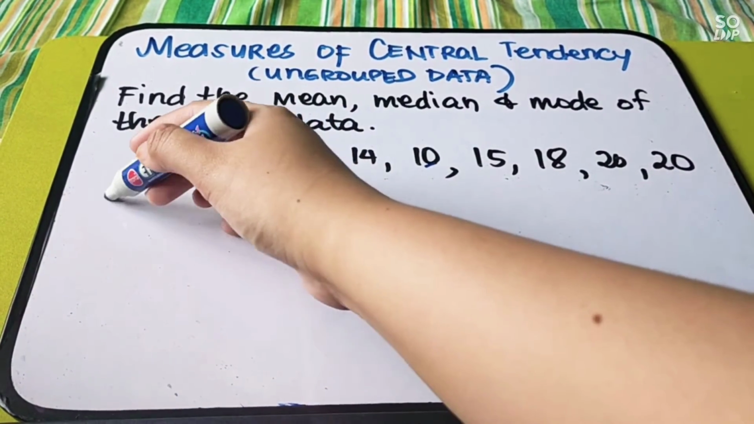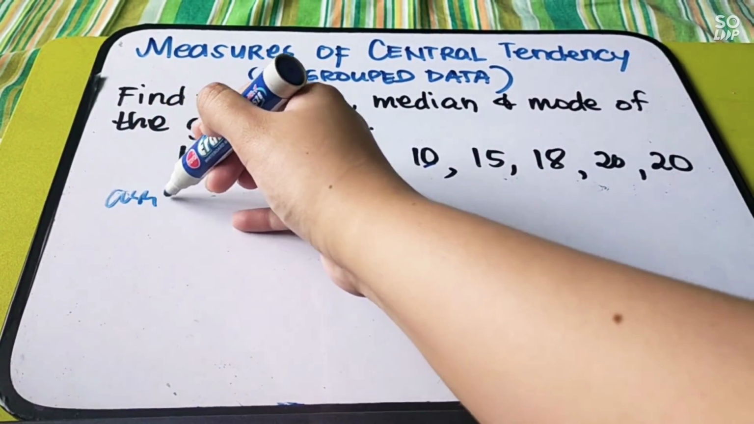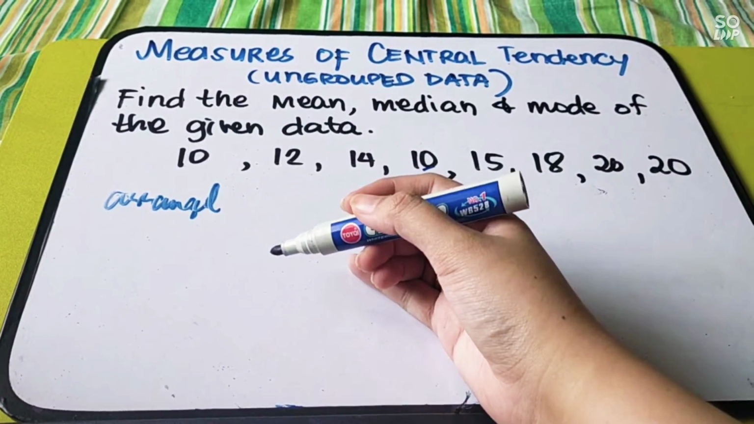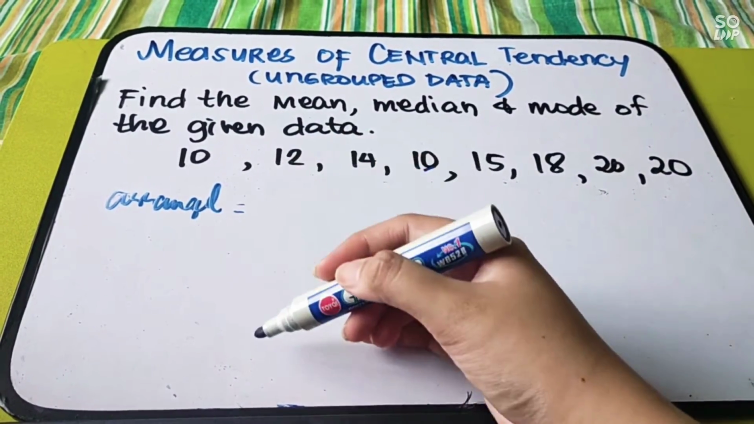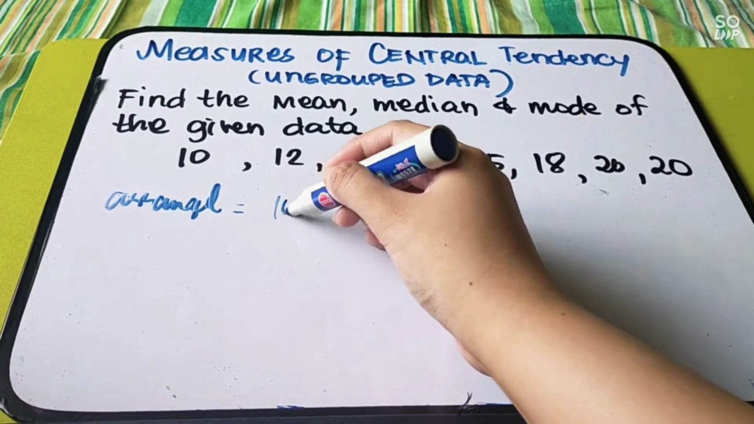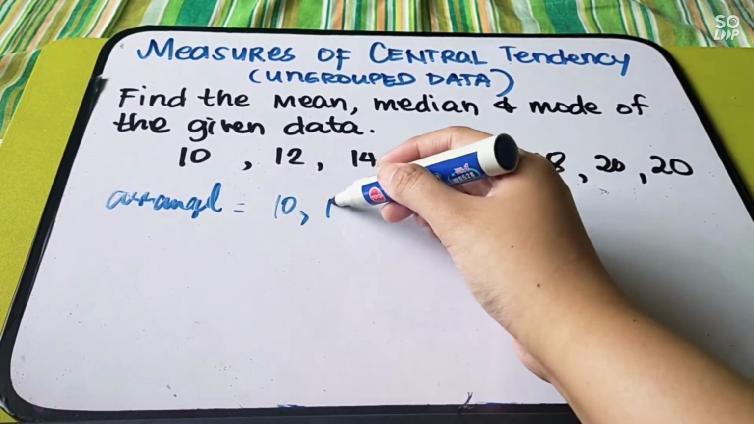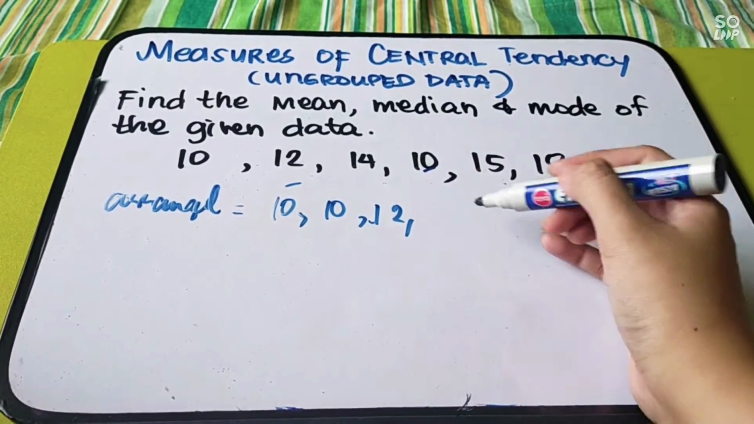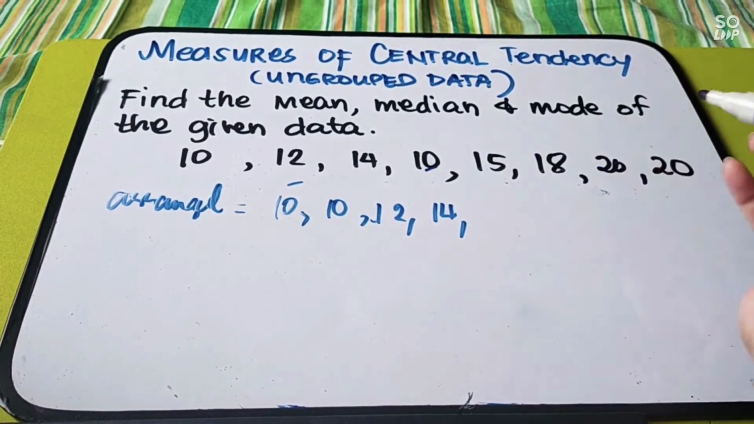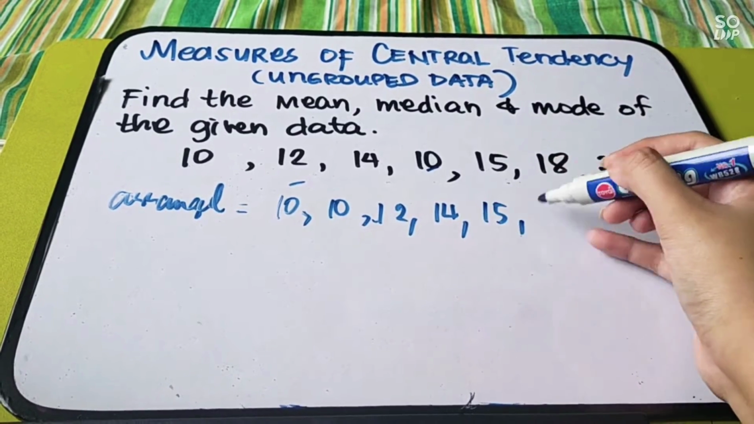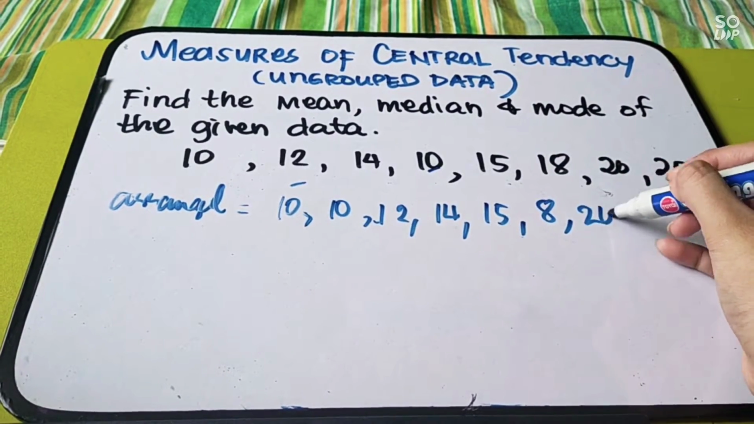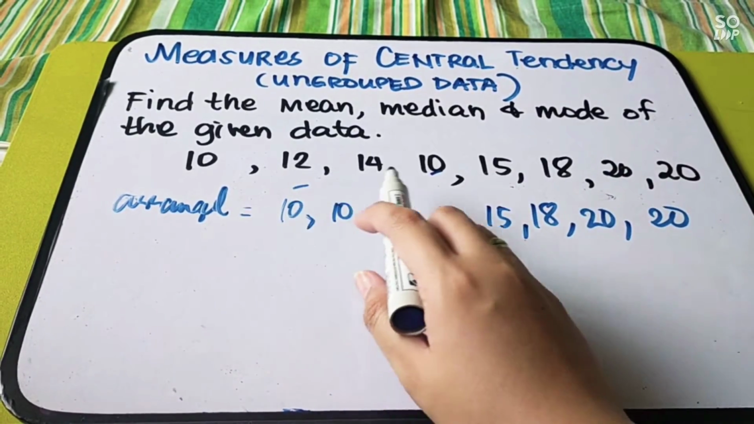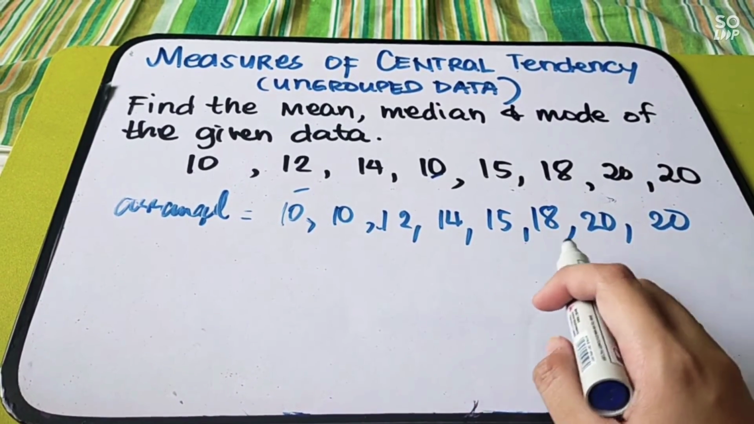First, let us arrange the given data into ascending order. So, we have here our lowest score, 10. Next, another 10. Next, we have 12, 14, 15, 18, 20, and 20.